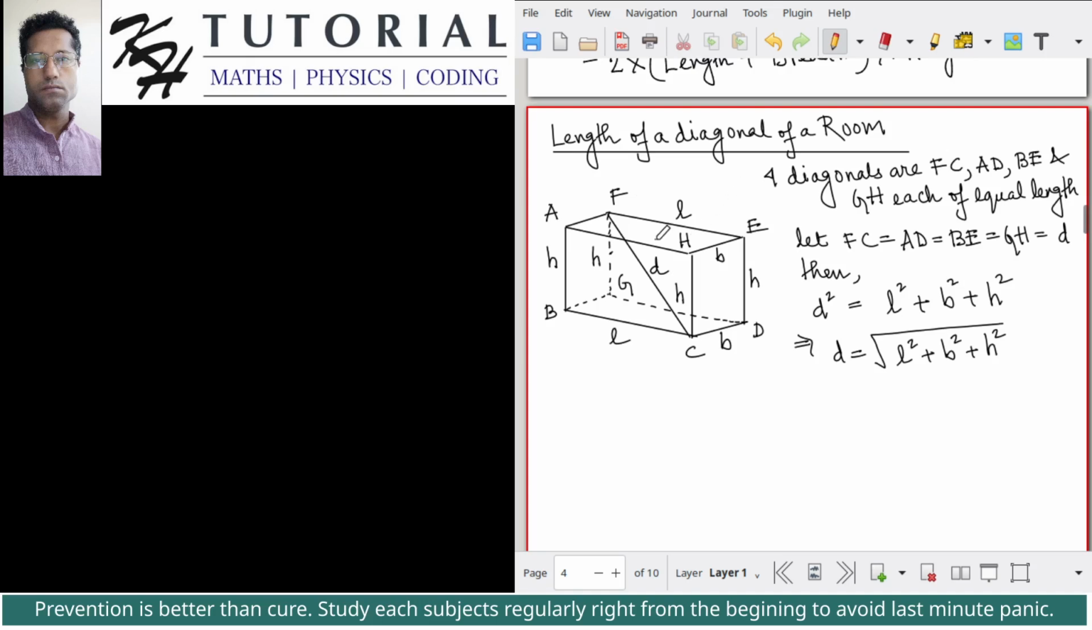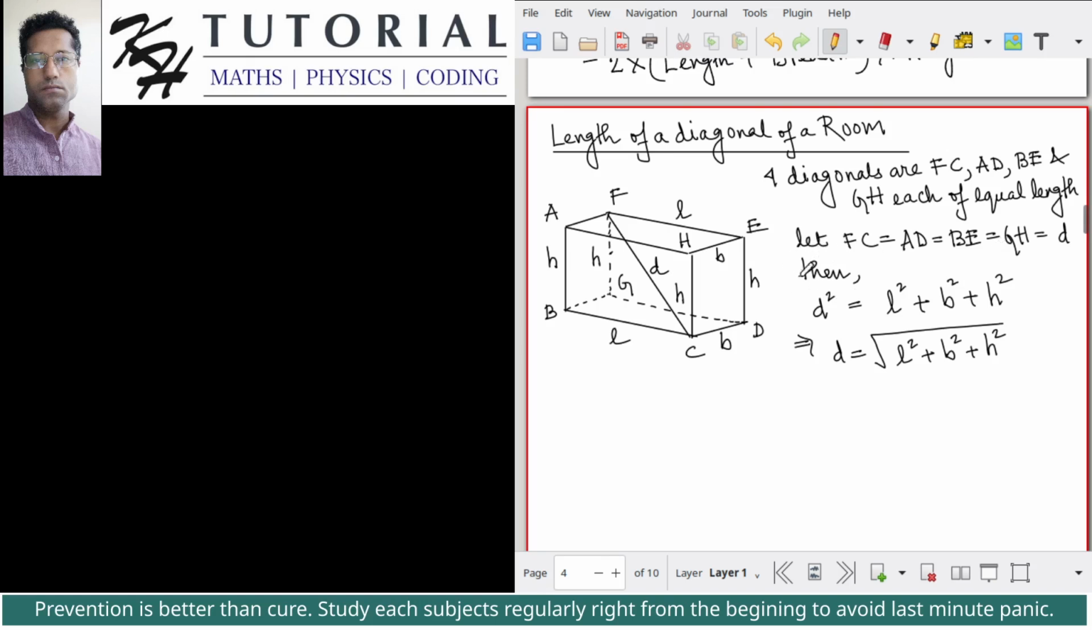In this figure, as you can see, in a room there are 4 diagonals, and the length of each of these diagonals is the same. That is, the length of a diagonal of a room is the longest distance between any 2 corners of the room, and there are 4 diagonals. If you consider this figure, this room A, B, C, D, E, F, G, then the diagonals are FC, AD, BE, and GH.